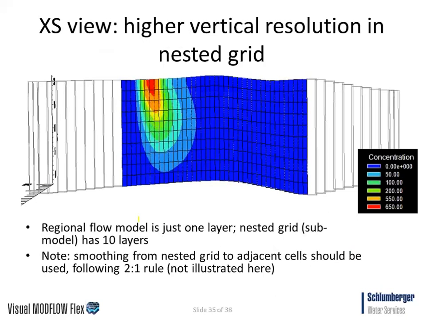Note that in this illustration here, we haven't done any smoothing, as I mentioned previously, but you would need to have a gradual transition from this nested grid to the adjacent cells in the flow model, following that 2-to-1 rule. This would be both smoothing in the horizontal and the vertical direction.